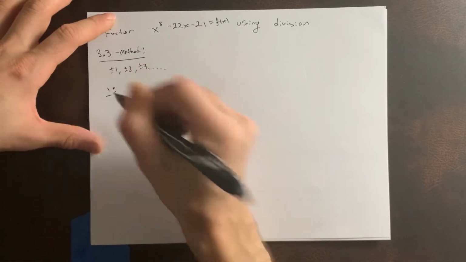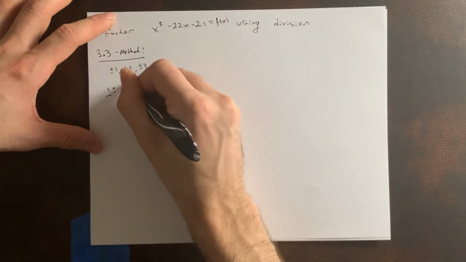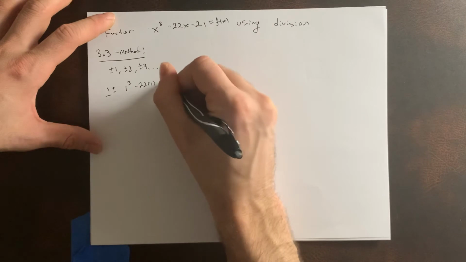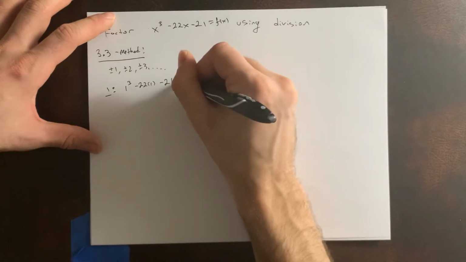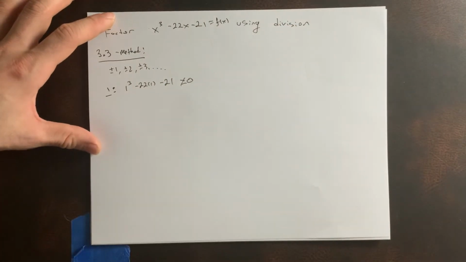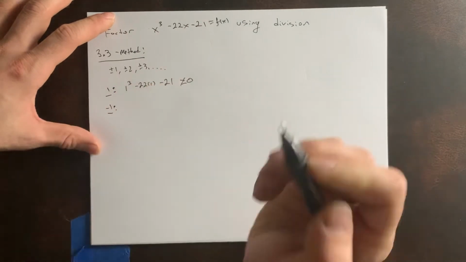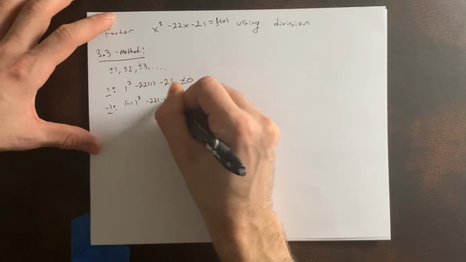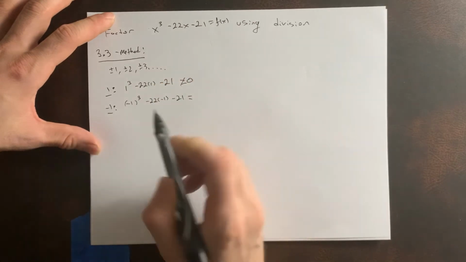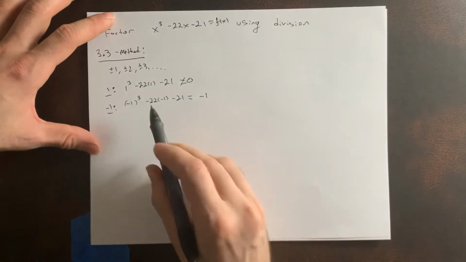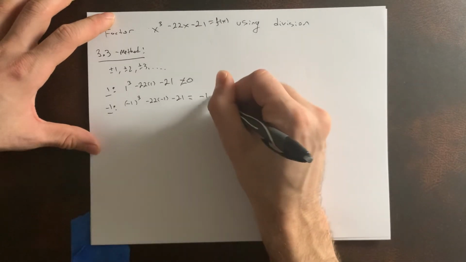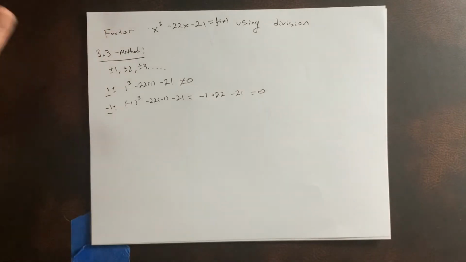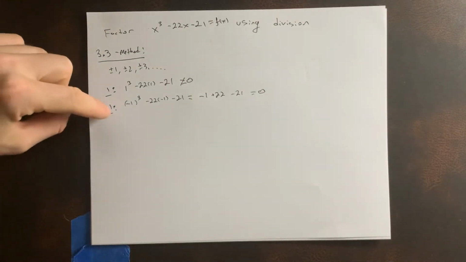What happens when we plug 1 into this equation? We're going to get 1 cubed minus 22 times 1 minus 21. But you see this is not going to equal 0. So let's move on to the next one. Let's try -1. We're going to get -1 cubed minus 22 times -1 minus 21. -1 cubed is -1. Minus 22 times -1 is positive 22. And minus 21. If we add all these up, you do see we get 0. So the first thing we get 0 with in this situation is -1.